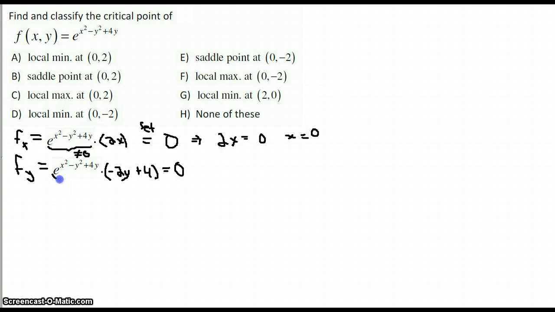Same thing again with the partial derivative with respect to y. The exponential is never 0. We have two terms multiplied to give us 0, and one of them is never 0. It must be the other one that has to be 0. So that means that negative 2y plus 4 is equal to 0, or that 2y is 4, y is 2.